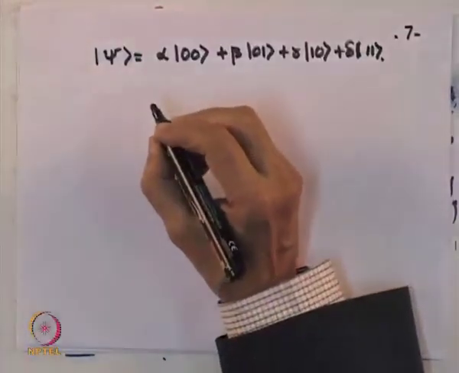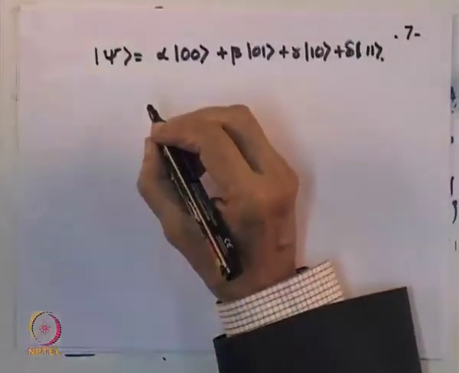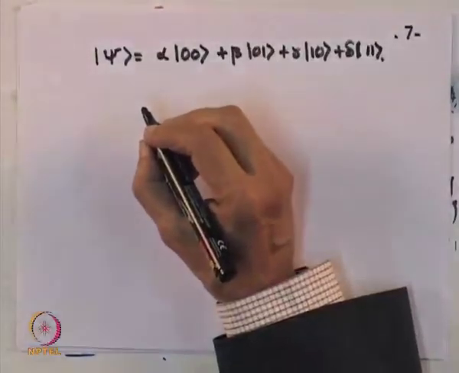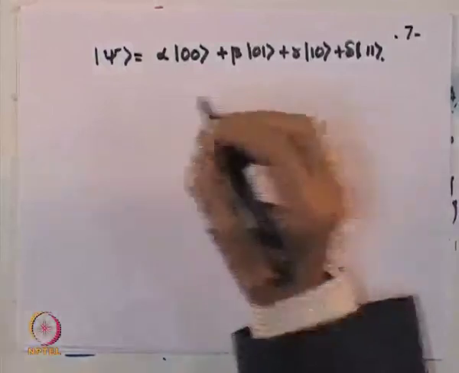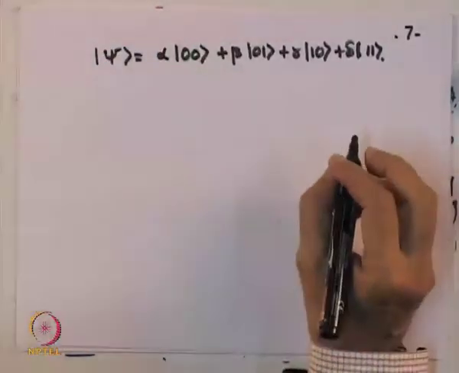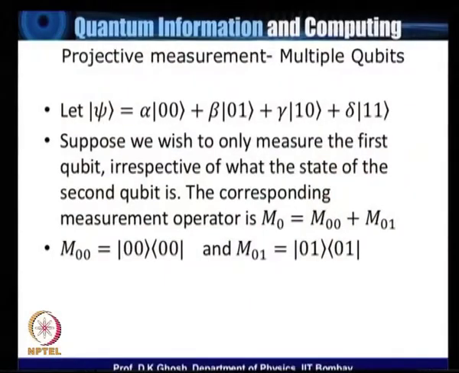Now the point here is this, suppose I wish to measure only the first qubit. Now notice, what is my operator corresponding to that? See, the first qubit's measurement, and suppose I am talking about the measurement operator corresponding to the situation where the first qubit is 0, irrespective of what the second qubit is.